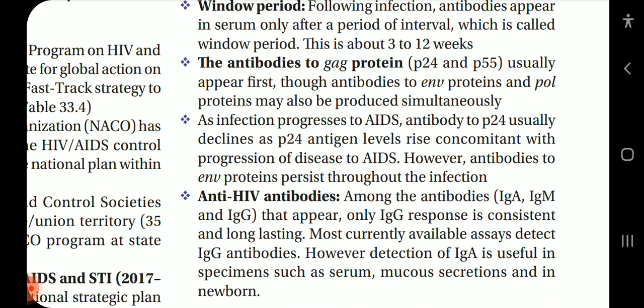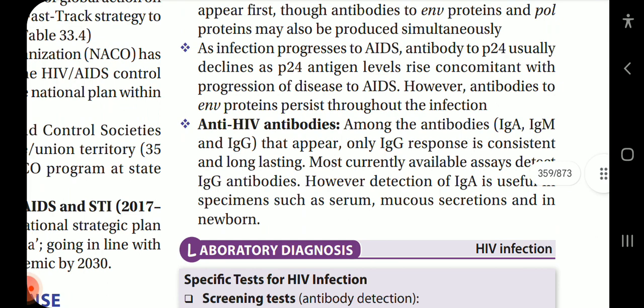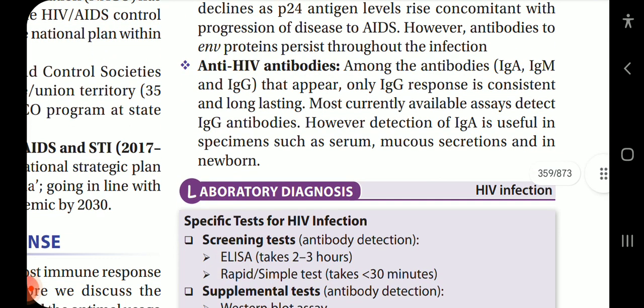Anti-HIV antibodies: among the antibodies IgA, IgM, and IgG that appear, only the IgG response is consistent and long-lasting. Most currently available assays detect IgG antibodies. However, detection of IgA is useful in specimens such as serum, mucosal secretions, and in newborns.